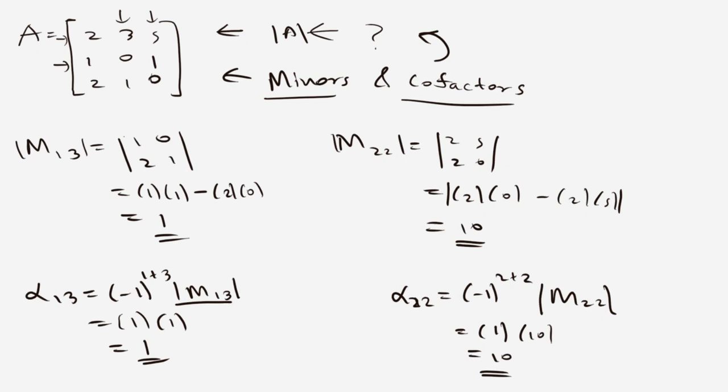So this is how we are going to find minors and cofactors. It's pretty easy.